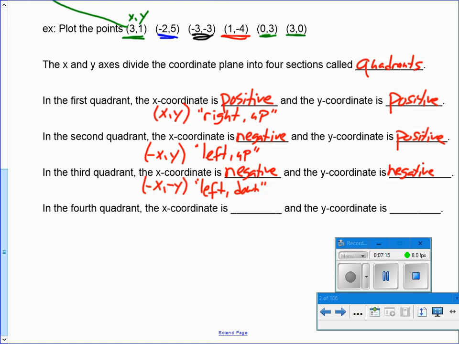Then the last one, that fourth quadrant, now we're moving right and down, which means our x-coordinate is positive because we're moving right. The y-coordinate is negative because we're moving down. So these are points that look like (x, -y). Or think of them looking at the origin, they would be to the right and down from the origin.